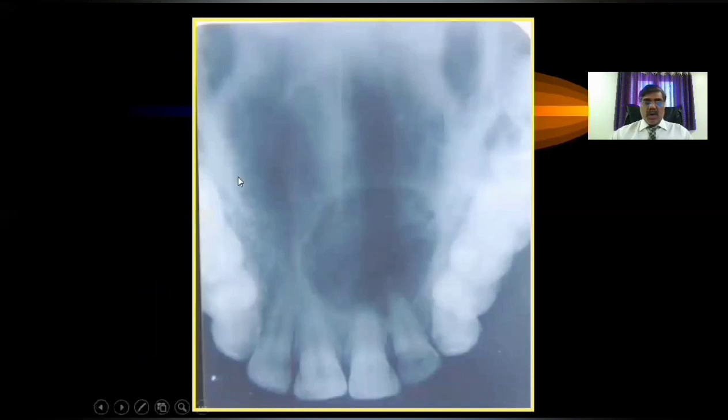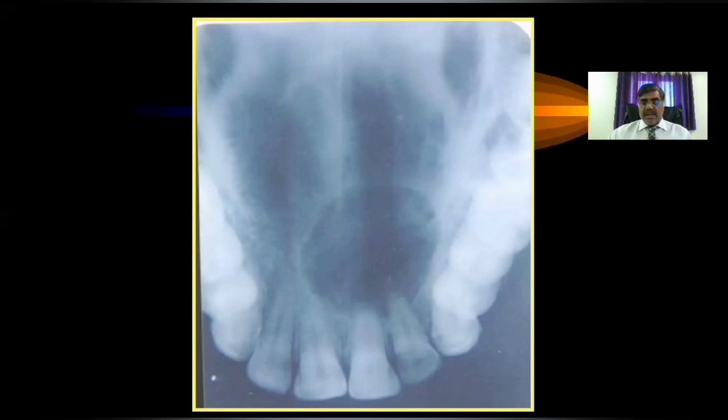This is a topographical occlusal view of the maxilla, where you can see a unilocular, well-defined, corticated border lesion at the periapical region of the central and lateral incisor of the maxilla. Here the entire lesion is uniformly radiolucent, so I would prefer to call this a homogeneous radiolucency. So what is the information we are getting?